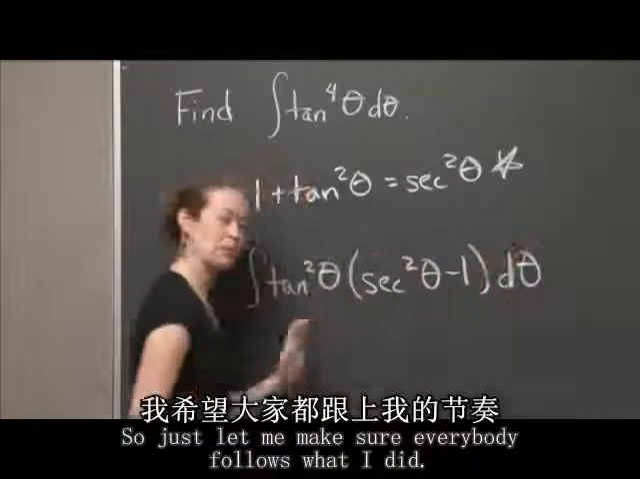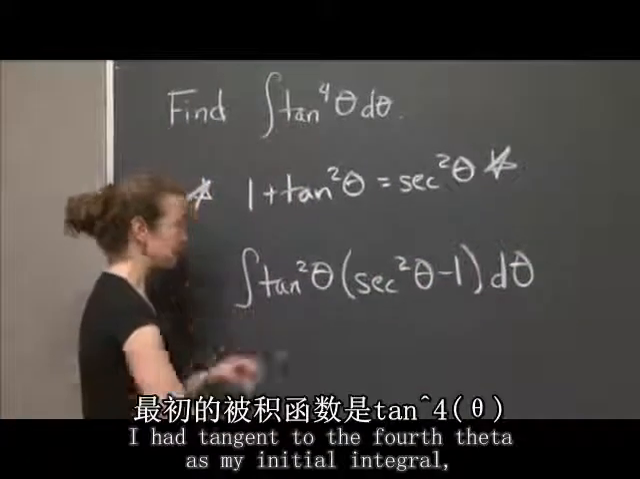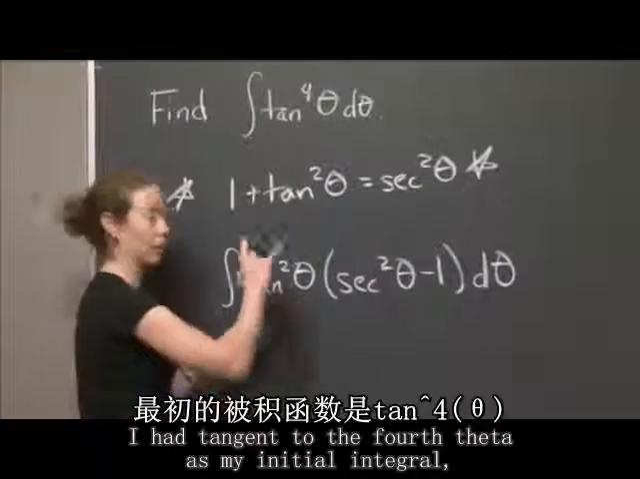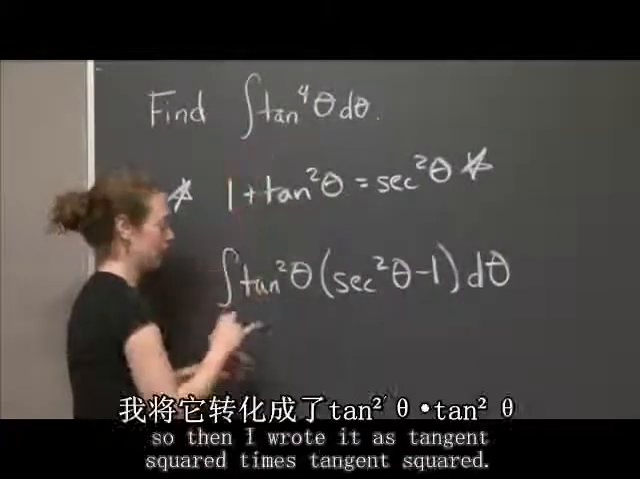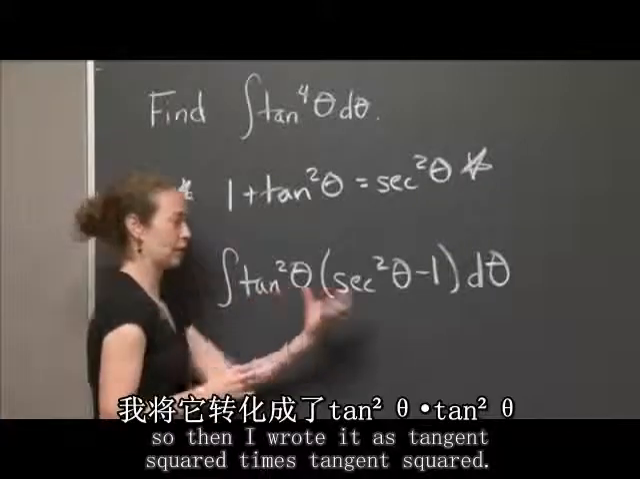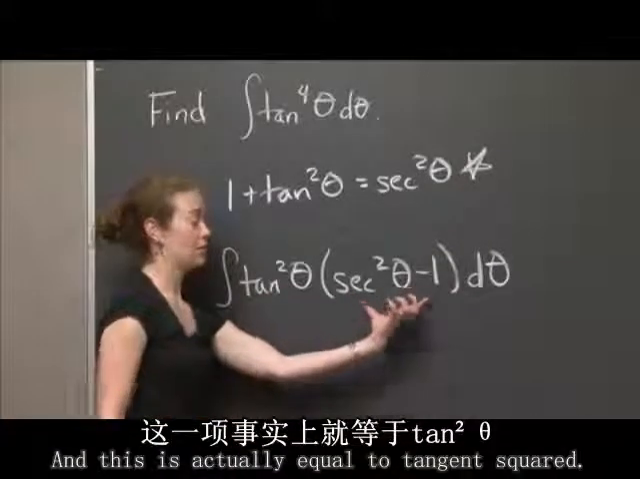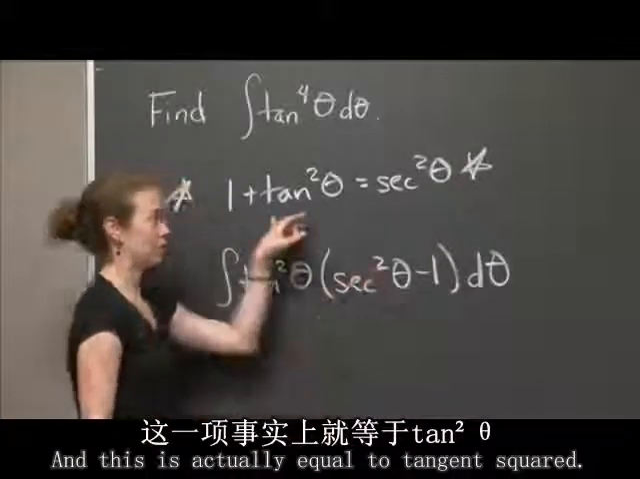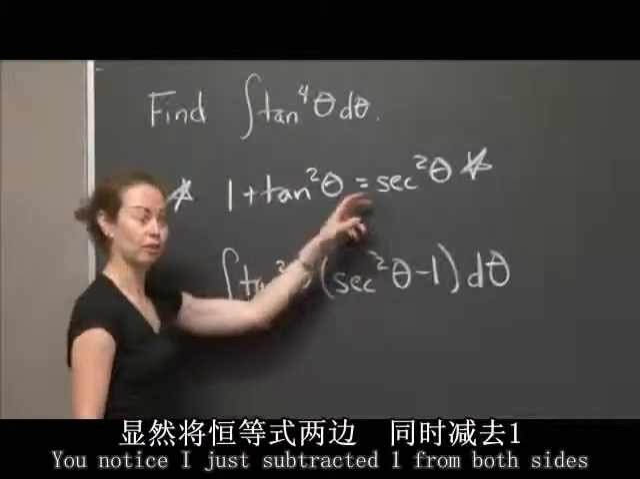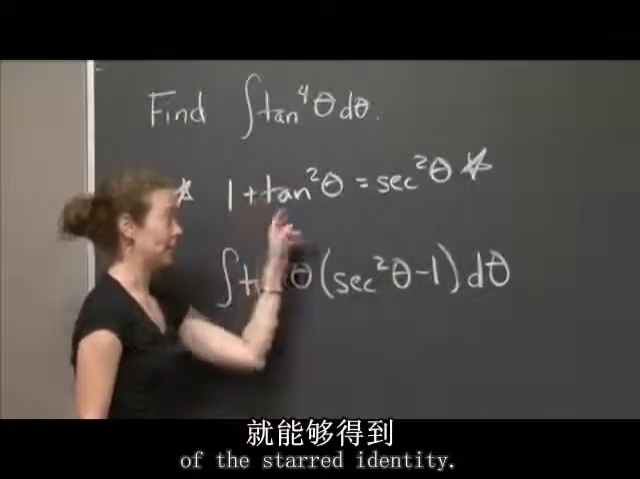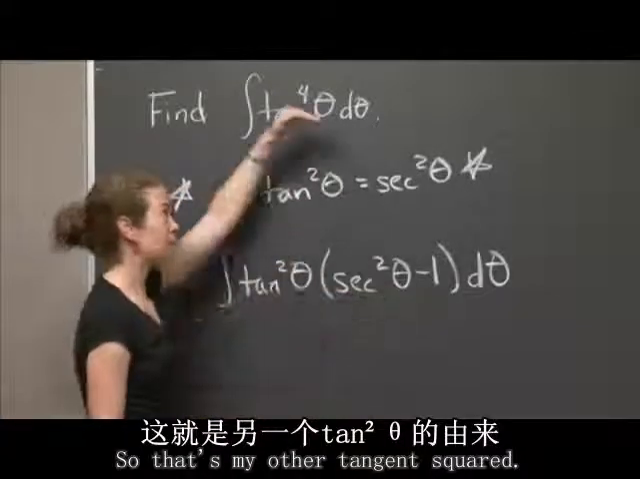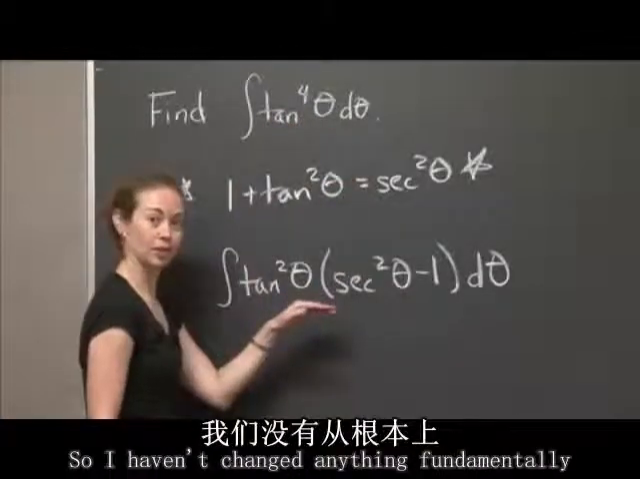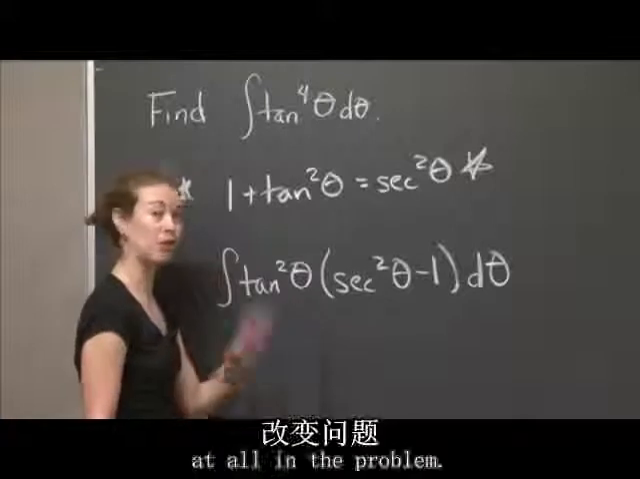Let me make sure everybody follows what I did. I had tangent to the fourth theta as my initial integral. Then I wrote it as tangent squared times tangent squared. And this is actually equal to tangent squared, since I just subtracted 1 from both sides of this starred identity. So that's my other tangent squared. These two integrals are actually equal, so I haven't changed anything fundamentally in the problem.